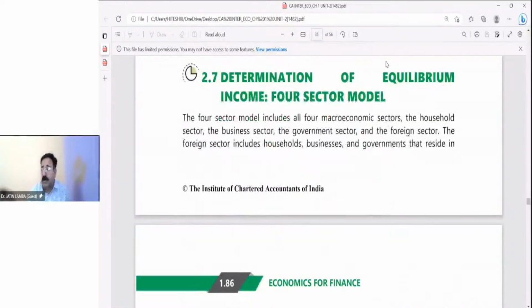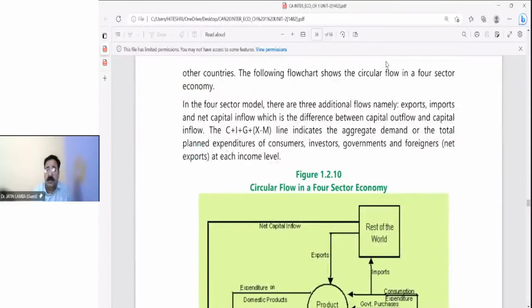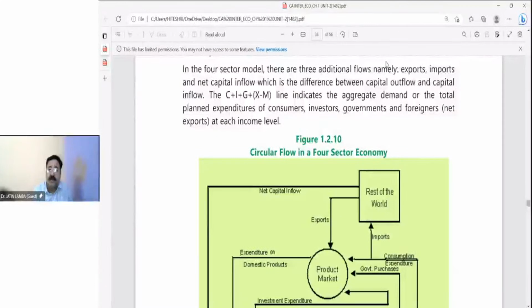I have already told you about the four sector model. In the four sector model, there are four sectors, namely household, firms, government, and the fourth one is the foreign sector, which is also called the rest of the world. In the four sector model, one more thing will be added to the aggregate demand.